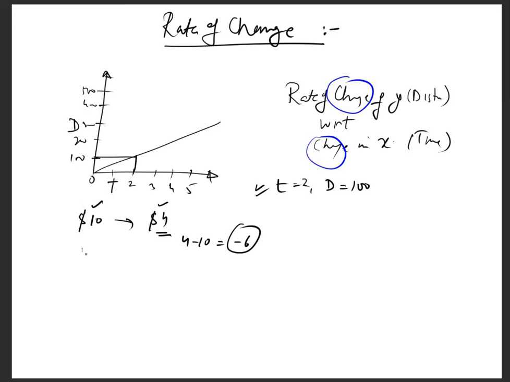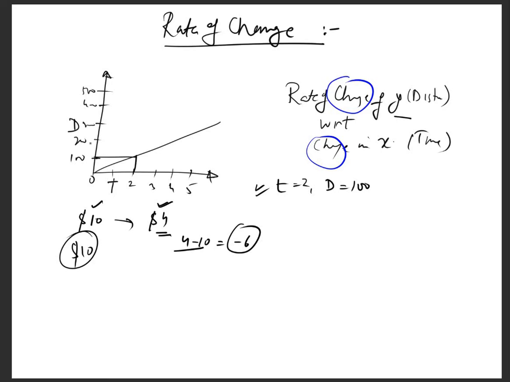If I would have said, okay, $10, and tell me what is the change? You'll say nothing, right? 10 is 10. But the moment I say, okay, 10 has become 4, you say, okay, now I can do it. 4 minus 10. For change, you need two quantities. And rate of change of y, so I need two values of y in order to find the change in y.